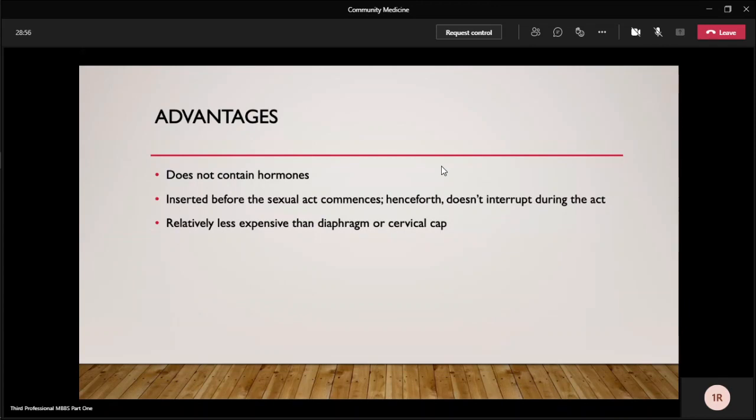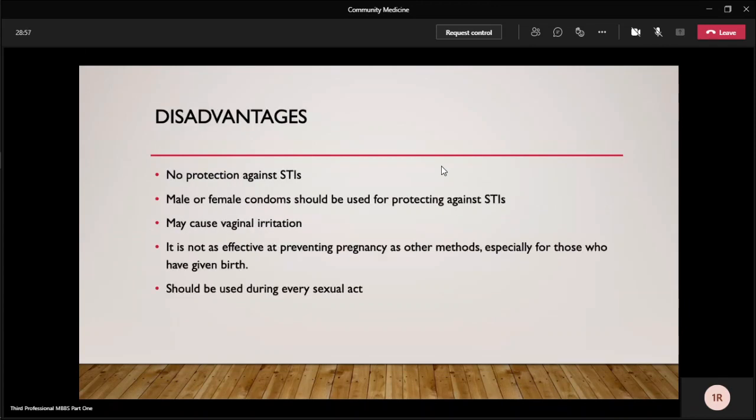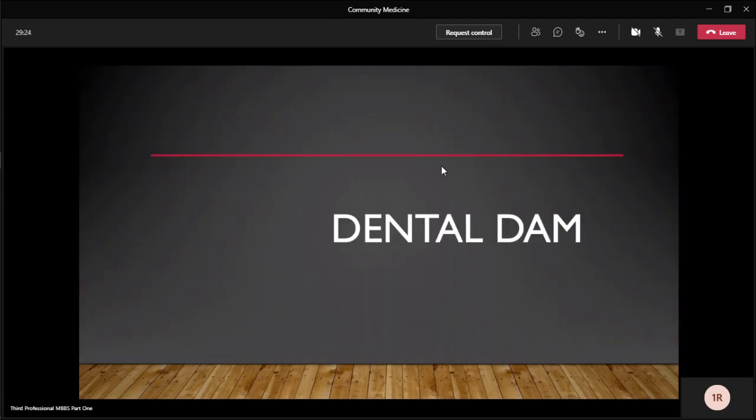Its disadvantages: it does not protect from sexually transmitted infections. Male or female condoms should be used, therefore, to protect from sexually transmitted infections. It may cause vaginal irritation in some. It is not as effective at preventing pregnancy as other methods, especially for those who have already given birth. It should be used during every sexual act. Finally, the dental dam.